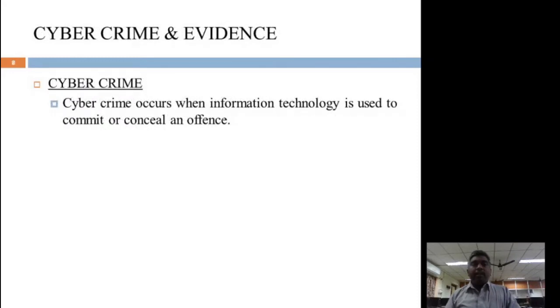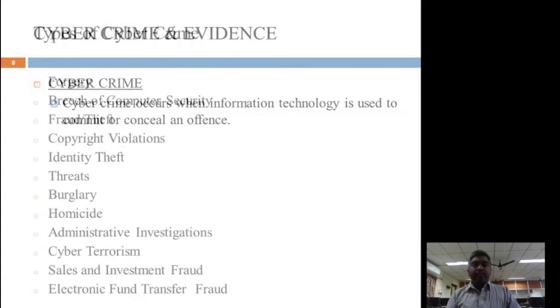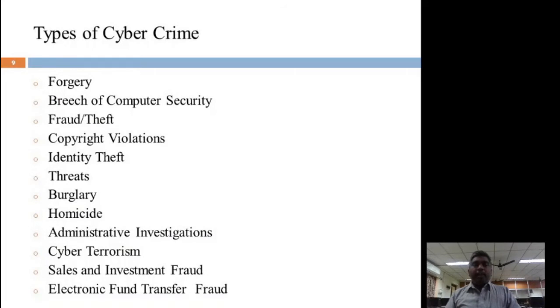Cybercrime and evidence. Cybercrime occurs when information technology is used to commit or conceal an offense. So these are some types of cybercrime: forgery, breach of computer security, fraud or theft, copyright violations, identity theft, threats, burglary, homicide, administrative investigation, cyber terrorism, sale and investment fraud, electronic fund transfer.